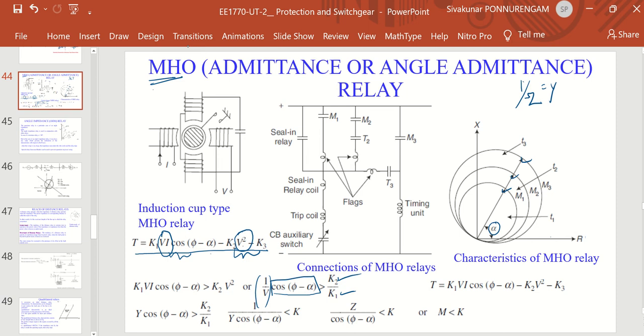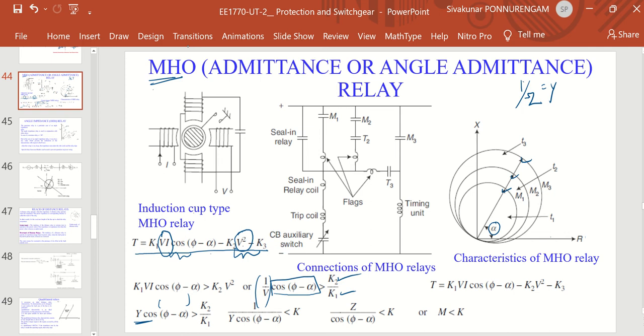If we look at the basic concept of this relay, it is Y, the admittance, times cos of phi minus alpha. So this relay is also called a directional relay, and the directional operation is also considered.